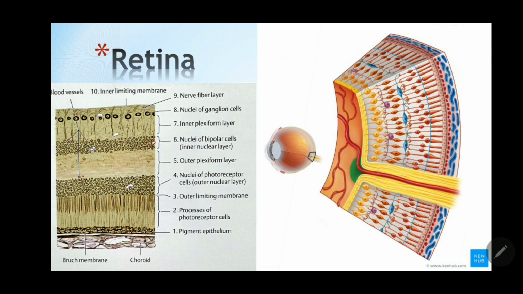But that was about the characteristics of these receptors. Now about the count in the retina. The rods are around 100 to 125 million, while cones are around 7 million.